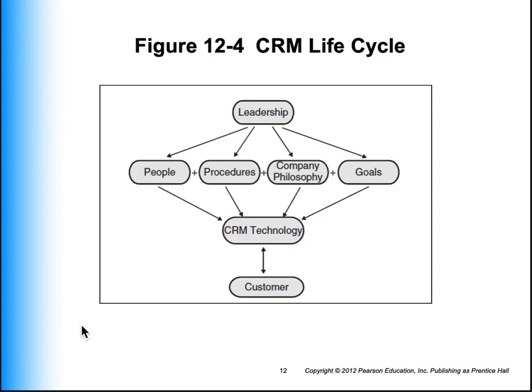Okay. So as a customer communicates to the technology, okay, we have people, procedure, philosophy, and goals, basically the elements, and the leadership.